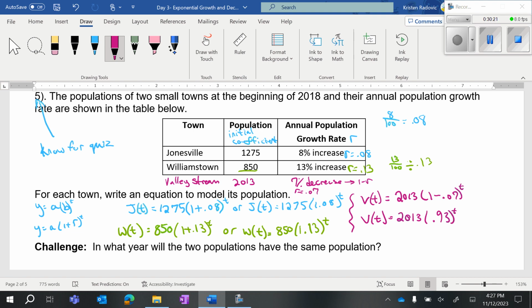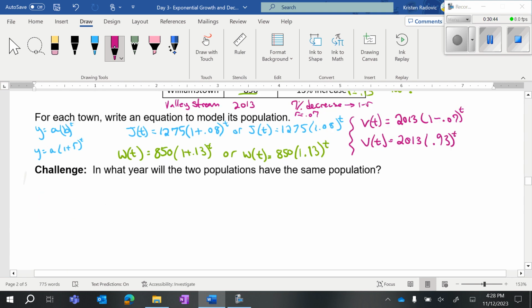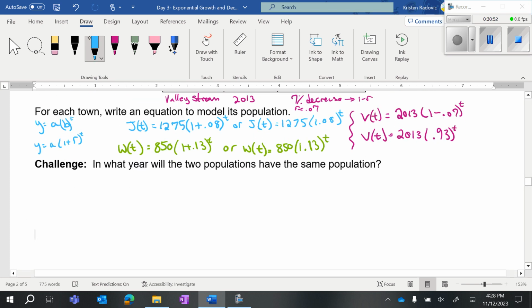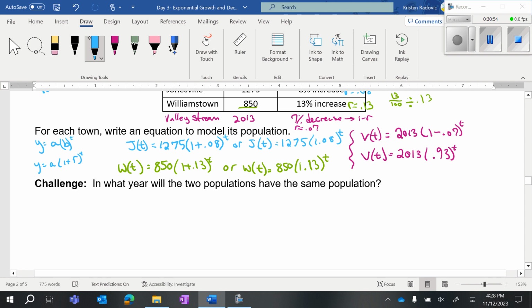You're going to be given an initial, and you're going to be given a rate, and I want you to write the equation, whether you're increasing or you're decreasing. Your factor is the base, the 0.93, but your rate is the 0.07 that you're decreasing by, 7%. All right, now for a challenge problem: in what year will the two populations have the same population? It's not a multiple choice question here, but on the Regents, it actually was.